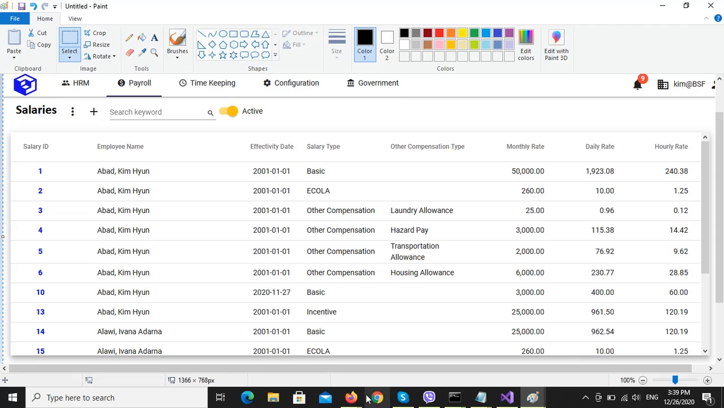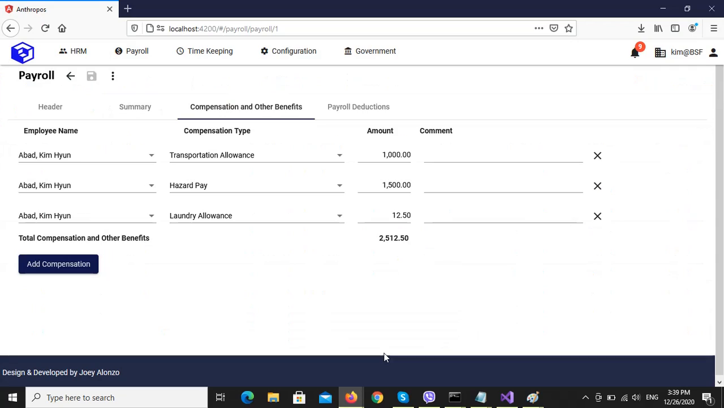But if we go to the payroll, it will only be half of that. So half of 3,000 is 1,500. Here laundry allowance the monthly is 25, so it is 12.5, and the transportation allowance is 2,000, so therefore it's only 1,000.